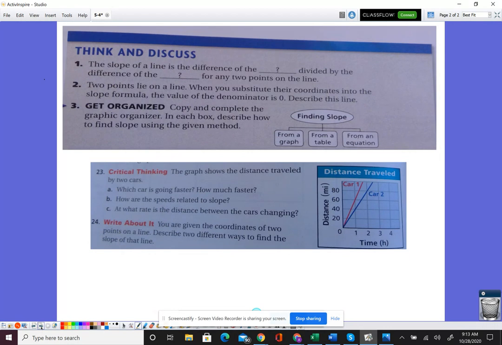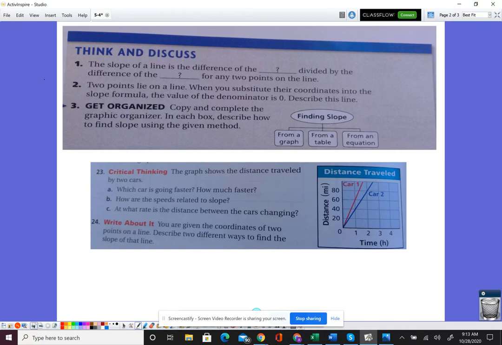All right, so the slope of a line is the difference of the dependent variables divided by the difference of the independent variables for any 2 points on the line. 2 points lie on a line when you substitute their coordinates into the slope formula. The value of the denominator is 0.